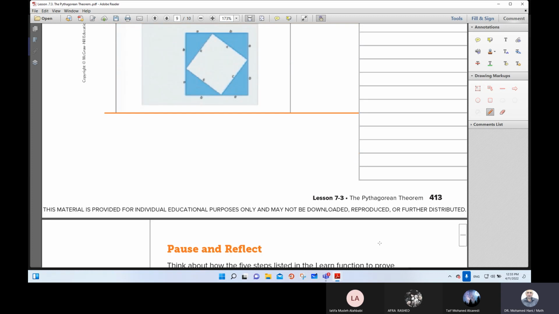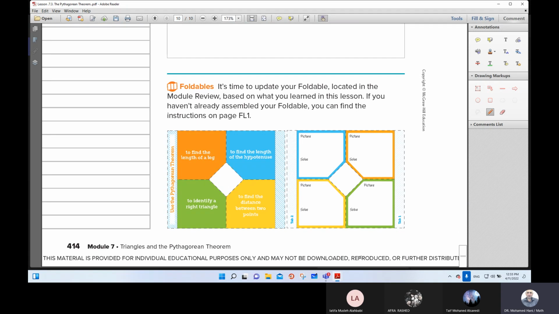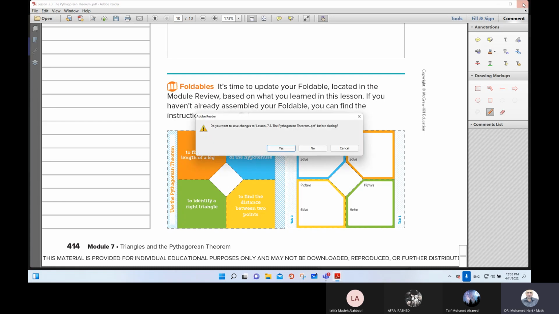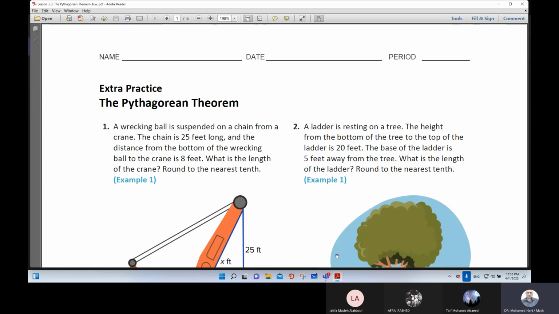This is the idea of the Pythagorean theorem and how to use it to find the missing value. Who has any question about this idea? No questions? Right. We have some practice. I want from all to work with me in this practice. So I want from all to prepare your notebook, please. Okay.